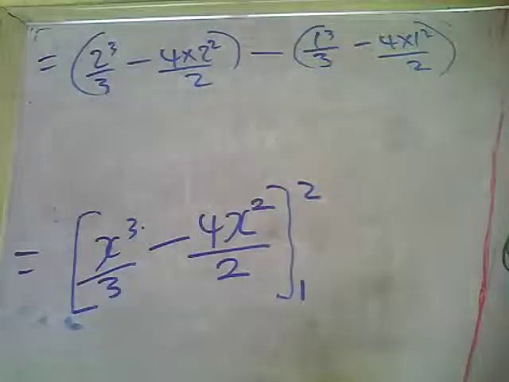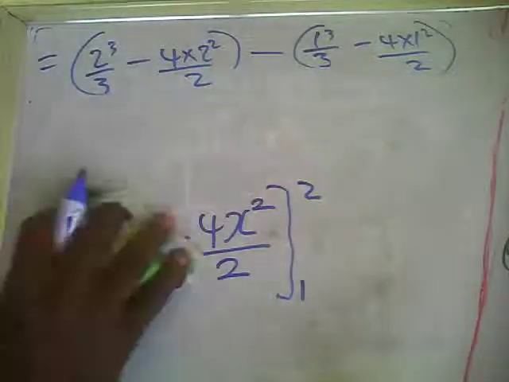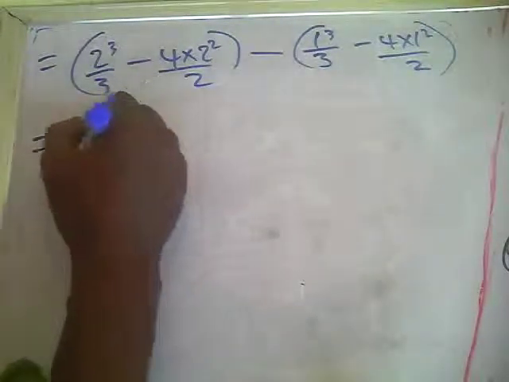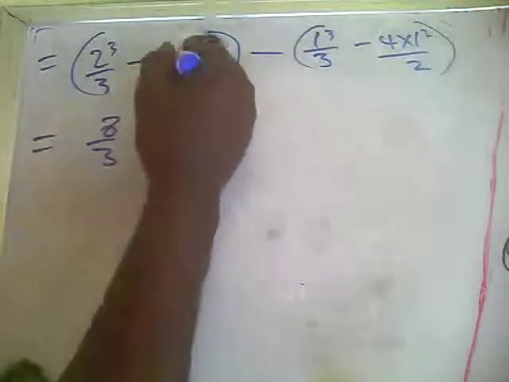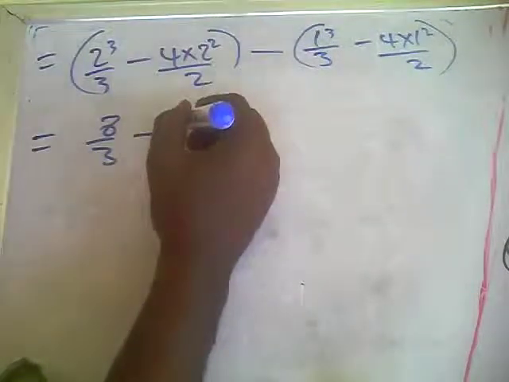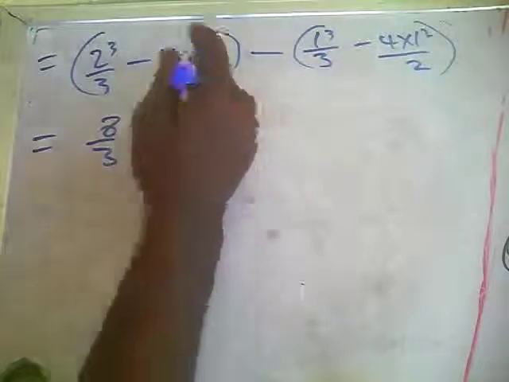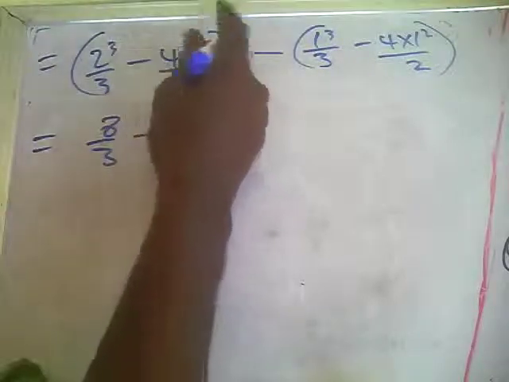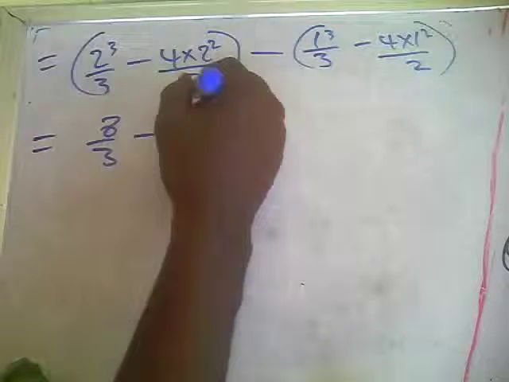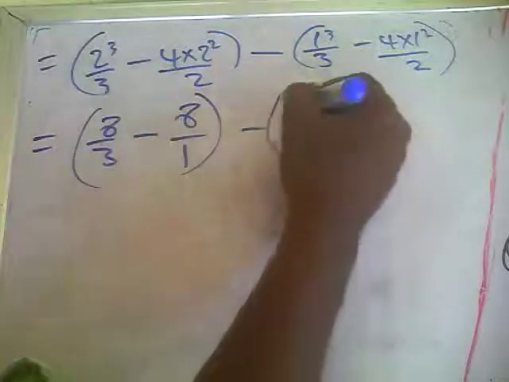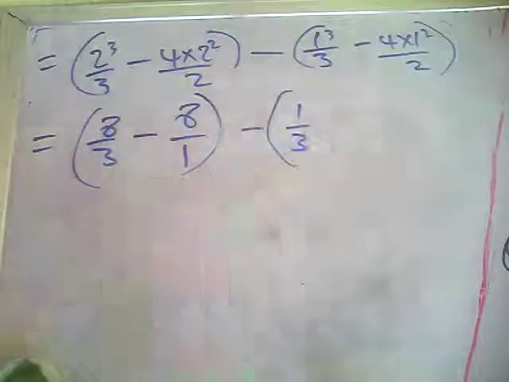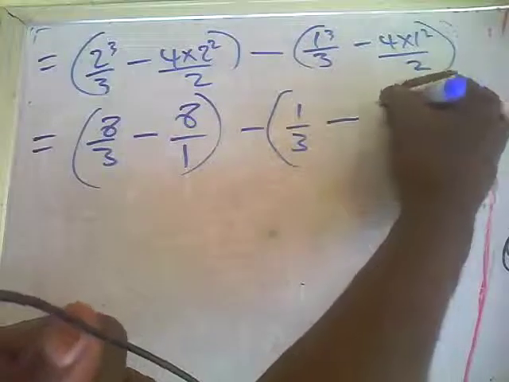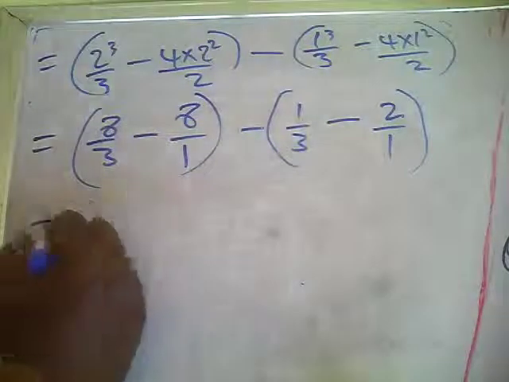Alright, so that is how to solve problems of this nature. Now solving that, we have 8 over 3 minus 4 times 4, which is 16 over 2, that's 8 over 1. Then minus this one remains 1 over 3, because when we raise 1 to the power 3, it is still 1. Then minus 4 over 2, that's 2 over 1, right? So what do we have?